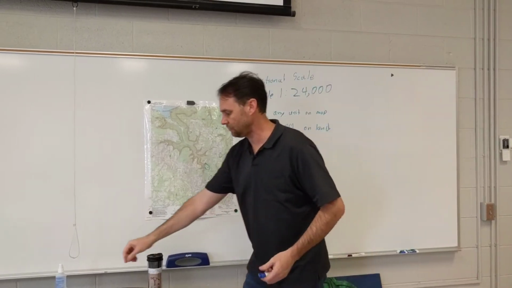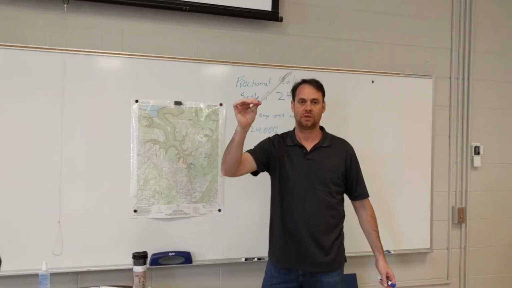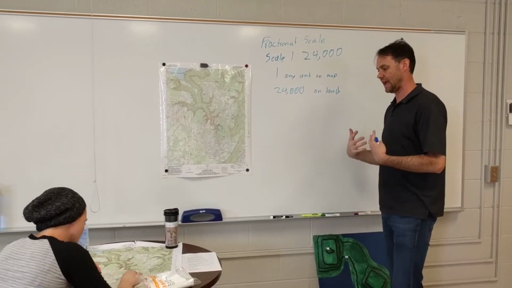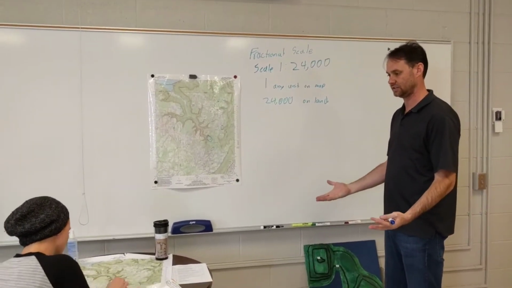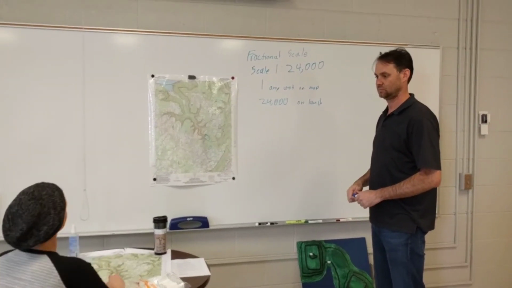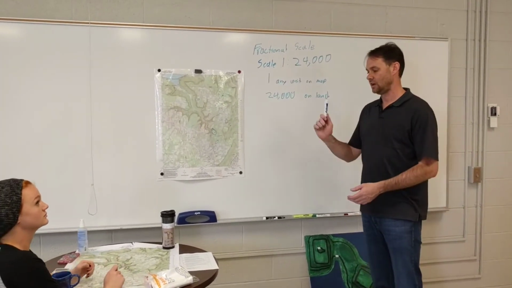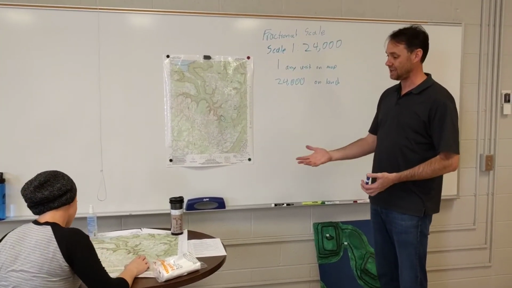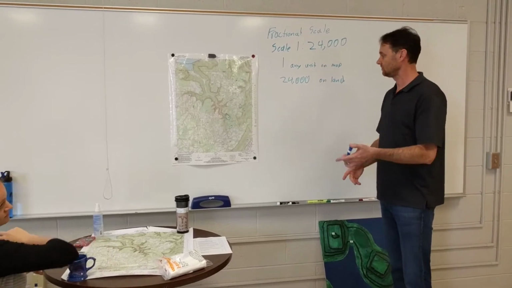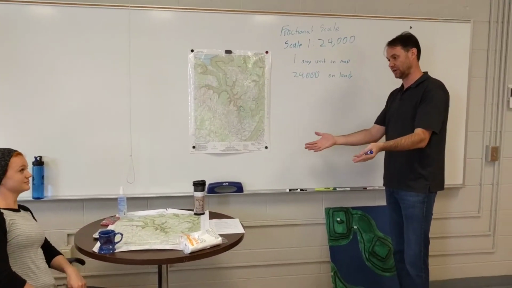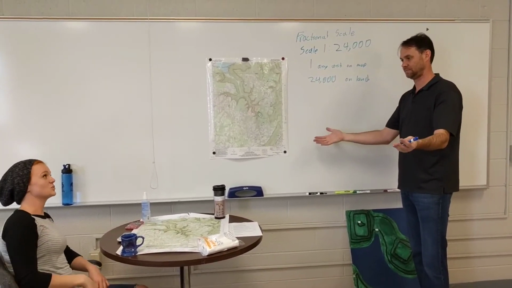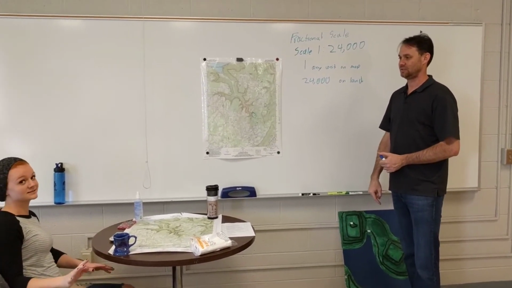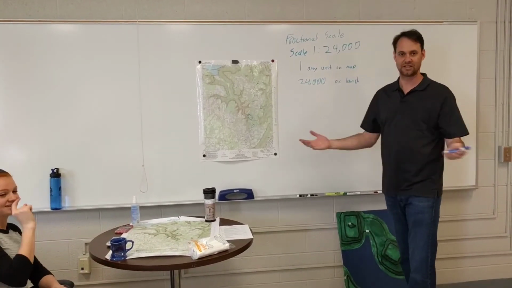So, if we take our ruler and we measure on the map 1 centimeter. Danielle, how many centimeters on land does that equal? 24,000. 24,000 is correct. If we take our ruler and we measure 1 inch, how many inches on land does that equal? 24,000. If we take our ruler and measure 1 foot, how many feet on land? 24,000. What if we have 1 duck? That's 24,000 ducks. That is not true, of course, because it doesn't work that way.